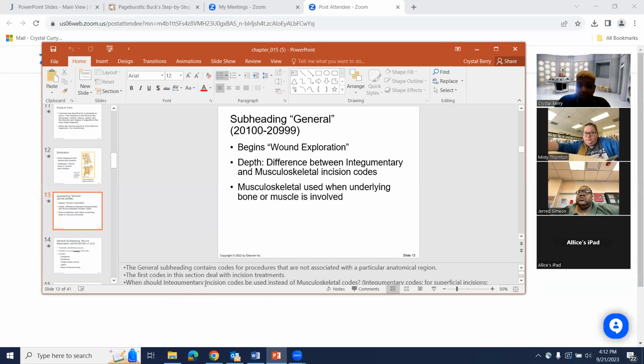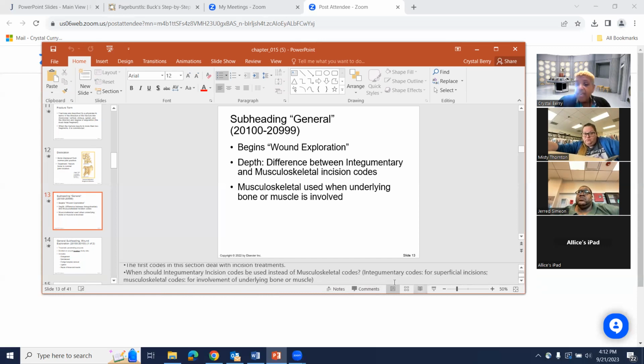When should integumentary incision codes be used instead of musculoskeletal codes? Integumentary codes for superficial incisions, musculoskeletal codes for involvement of underlying bone or muscle. So with integument, like I said, it's going to be that superficial, the skin, anything dealing with the skin. But if you have to go into the muscle or the bone, that's going to be the musculoskeletal system.